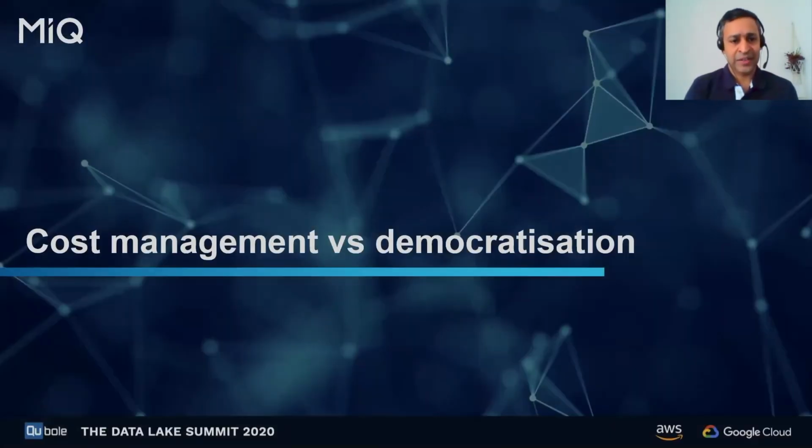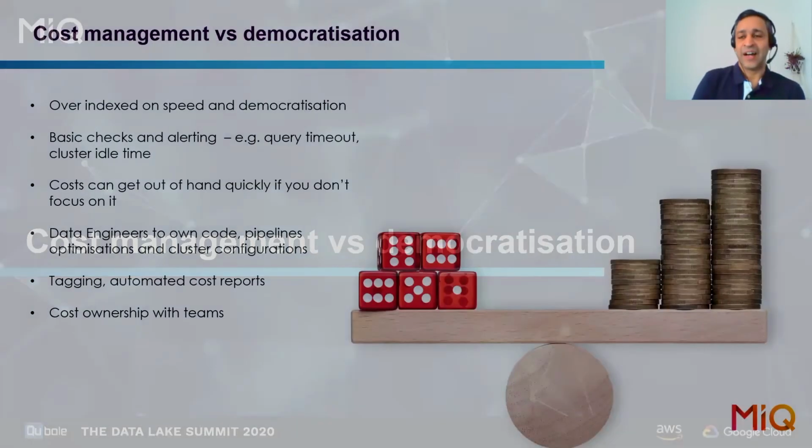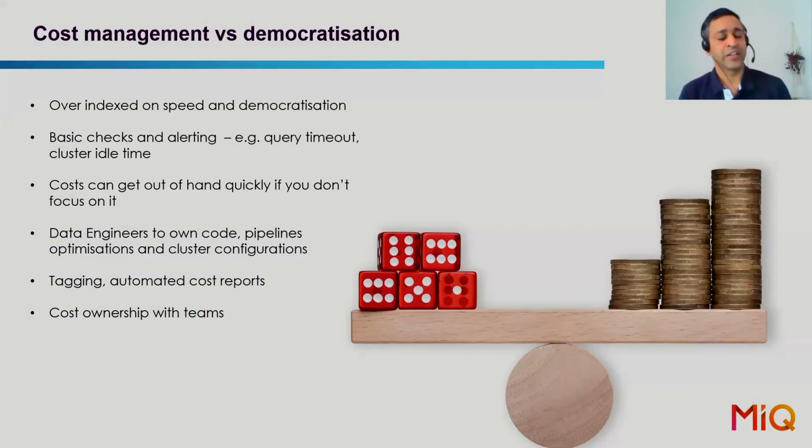Okay, let's next talk about cost management versus democratization. It's one of my favorite topics. Like I mentioned earlier, democratization of data was sort of a given. Organizations and teams were expecting access to data as much as possible, right? And as an organization, we kind of over-indexed on this, right?